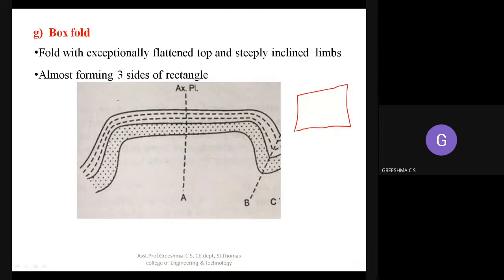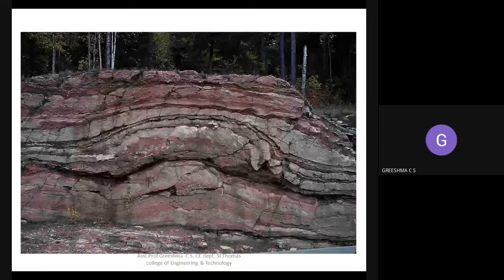Here in this fold you will have a flattened top and steeply inclined limbs. These are the limbs. This is one limb and this is another limb. They are forming almost the shape of a rectangle exclusive of the bottom side. So that is box fold. See, this is a box fold. You can see here, this is steeply inclined, and this is a flattened top, open like this.